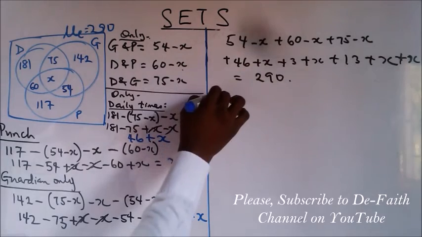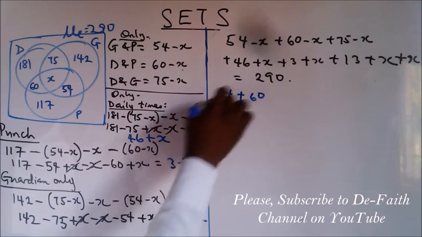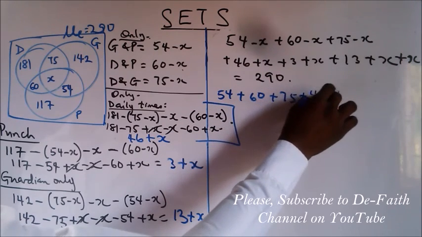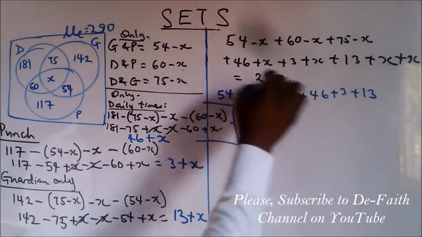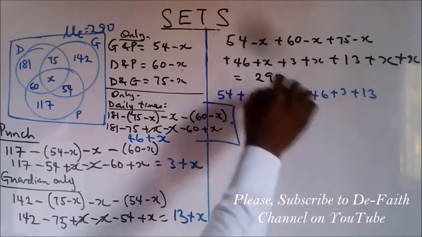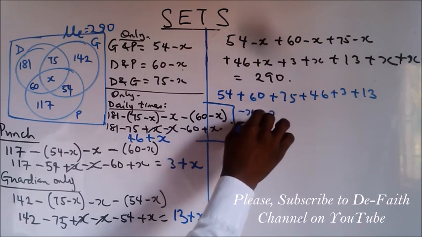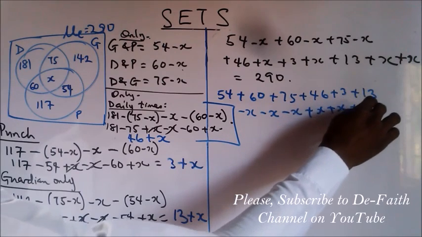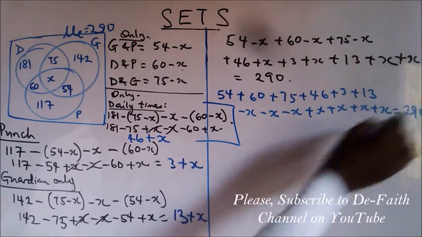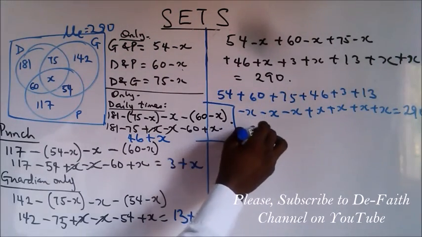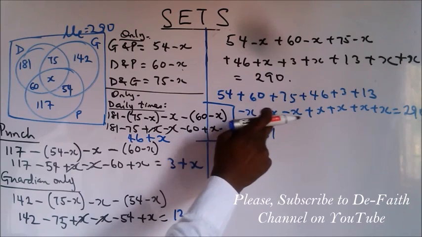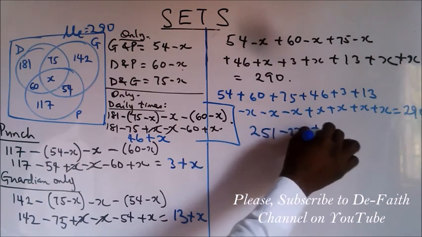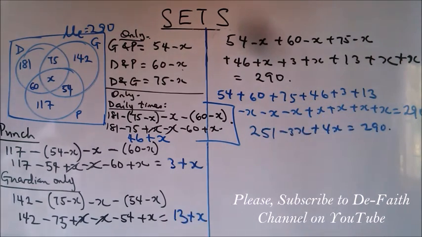Here we have the numbers, that is 54 plus 60 plus 75 plus 46 plus 3 plus 13. And then we bring the variables, the variable x. We have minus x minus x minus x plus x plus x plus x plus x equal to 290. This gives 251. And then we have minus x minus x minus x. This is minus 3x. And then x, that's plus 4x equal to 290.